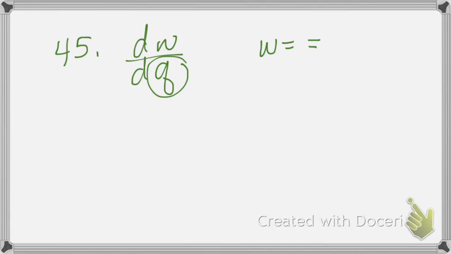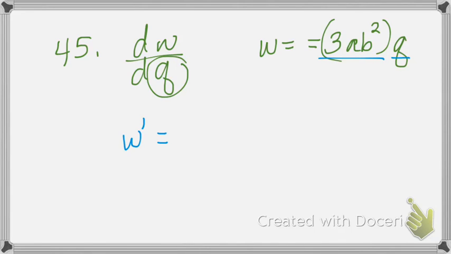45. It says to find dW/dQ. Q is my variable. So when I write this W equals, I'm probably just going to put all my little letters together. I know that's all a number times Q. So if I find the derivative of W with respect to Q, all of this is a number times Q, so it's just the number.